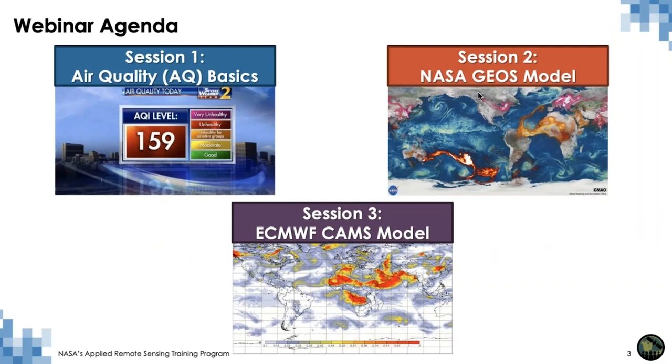So you will already have seen the previous two sessions in the agenda, which were on air quality basics and the NASA GEOS model. This third session will be on the European Centre for Medium Range Weather Forecasts modelling as part of the Copernicus Atmosphere Monitoring Service, or CAMS.